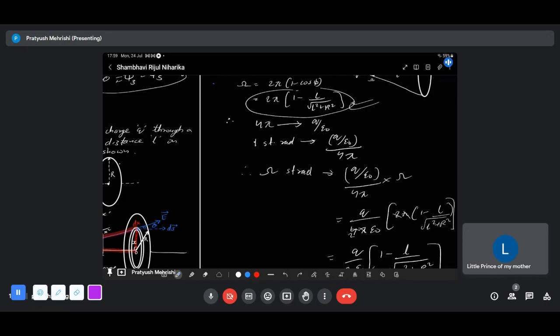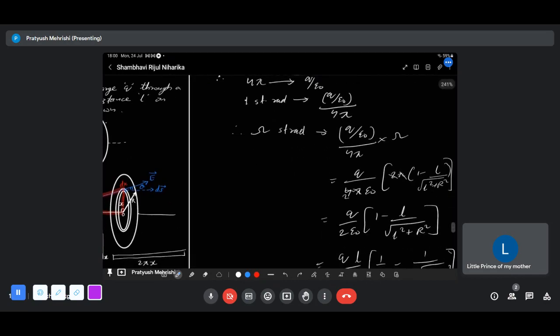Now, we already know that 4 pi steradians has full flux through it. Means when the sphere was complete and the charge was kept inside, the flux was Q upon epsilon naught. This was for 4 pi steradians. For 1 steradian, we get Q upon 4 pi epsilon naught.